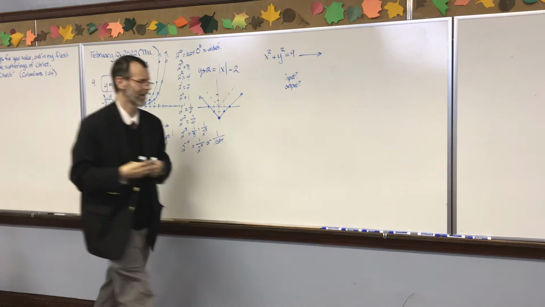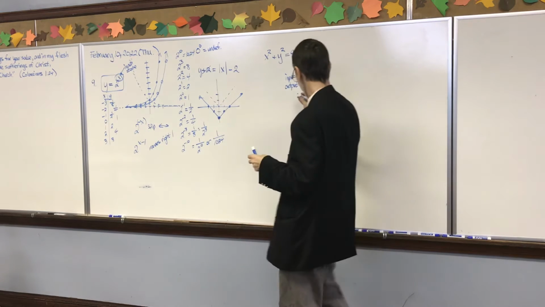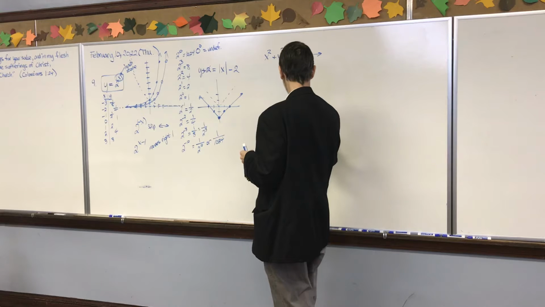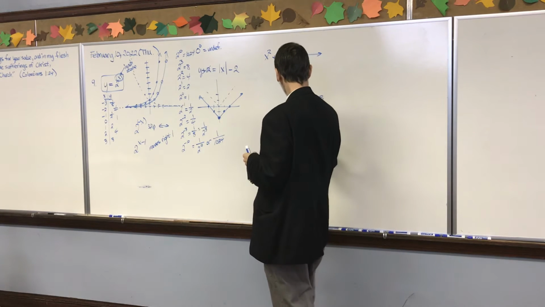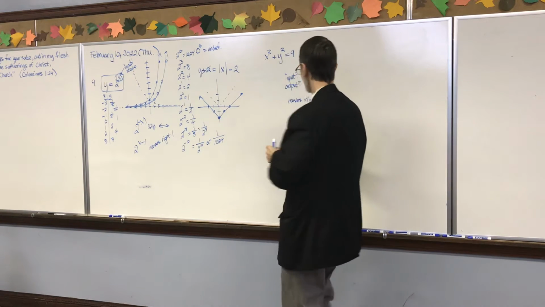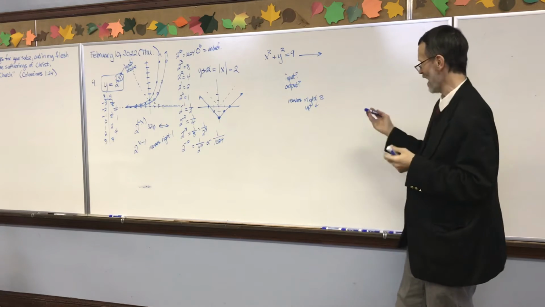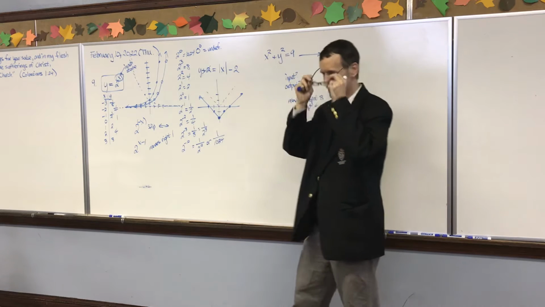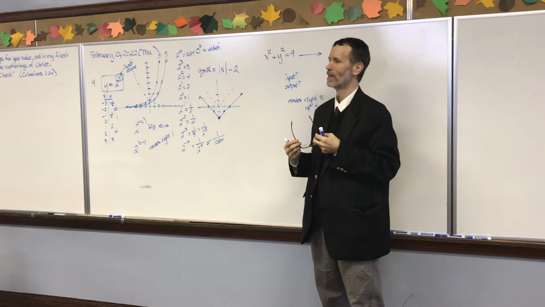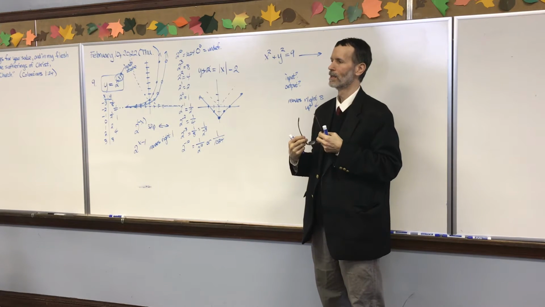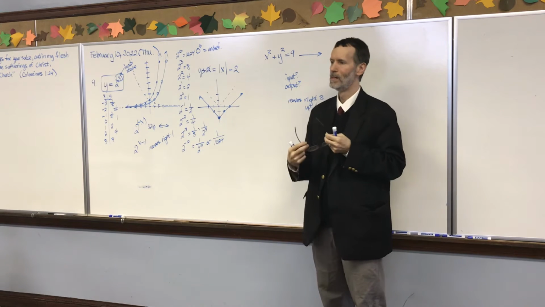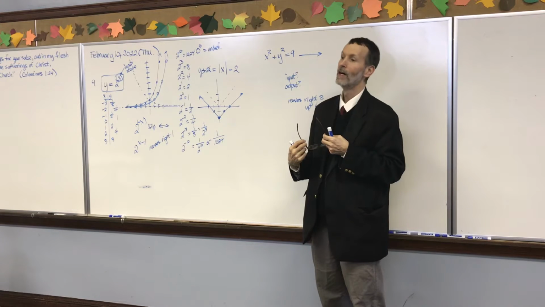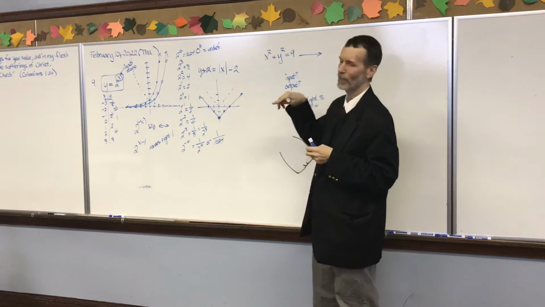Up 4 and over 8. Over which way? Right. Yeah, so it moves to the right 8, and then what? Up 4. Yeah. We would expect to add 4 to the output, and how do you move something to the right 8 spaces? Well, subtract from the x then. Yeah, subtract from the input.